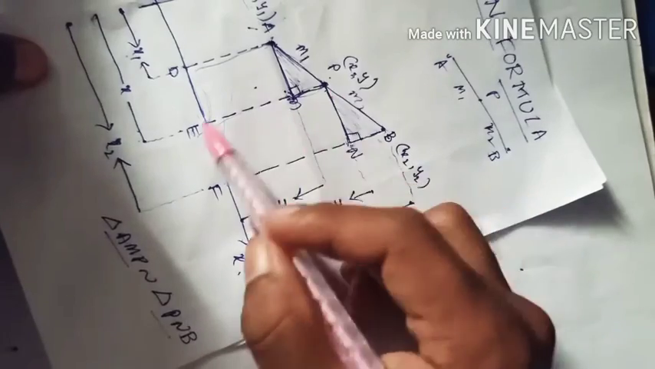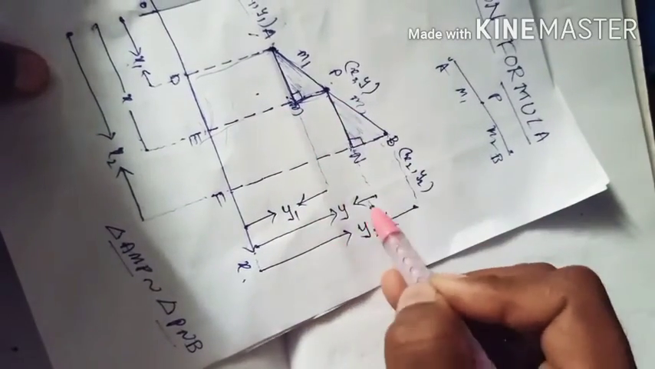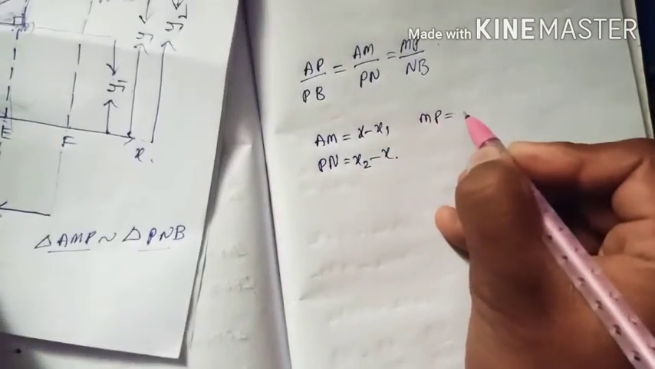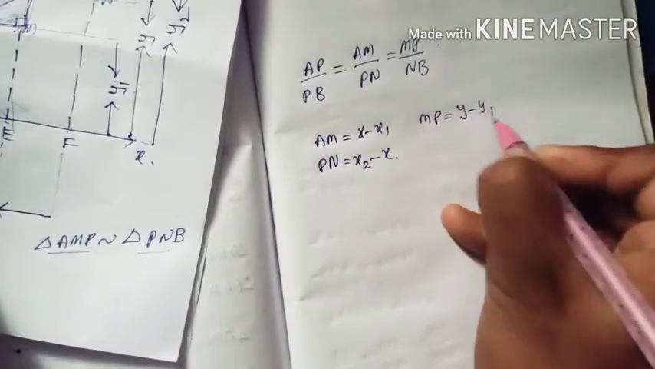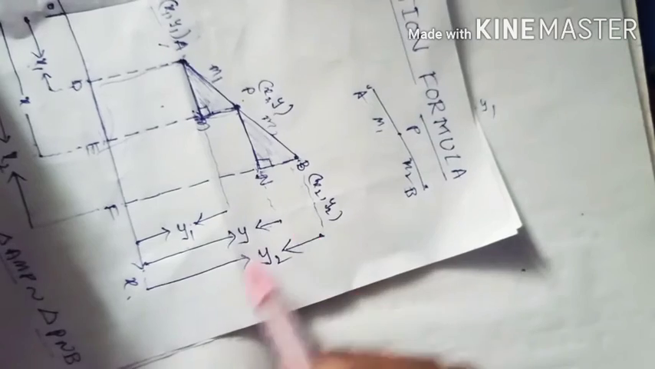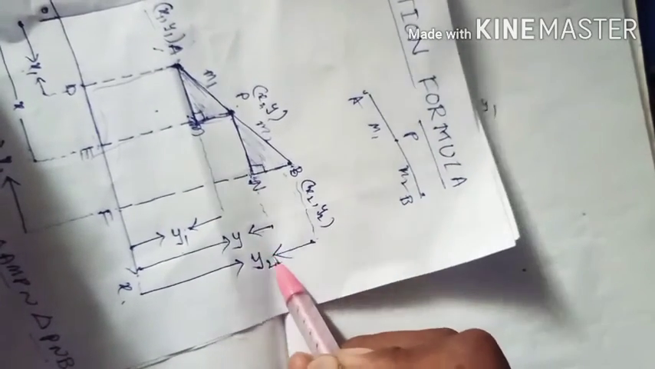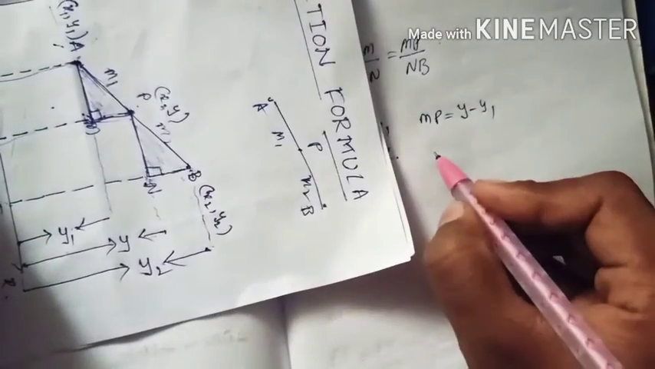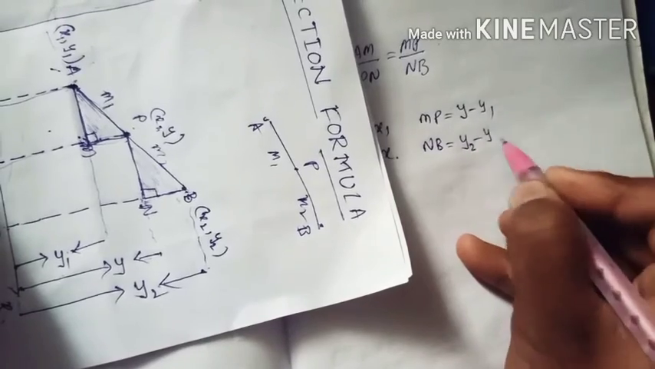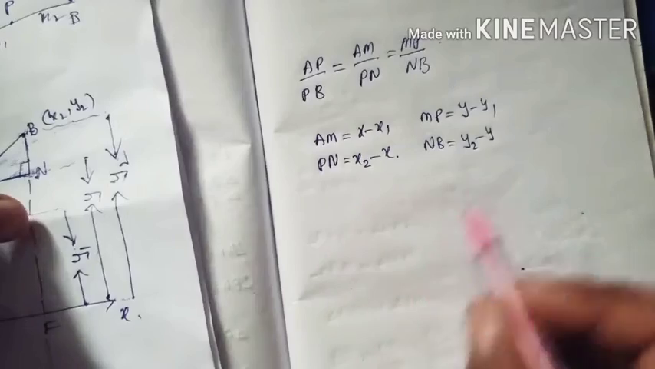In the same way, I want MP. MP, this is the whole portion, and I can eliminate this portion, so MP is y minus y1. Now NB, this is y2, but I want only this portion, so NB is y2 minus y. So these are the sides of the triangles.